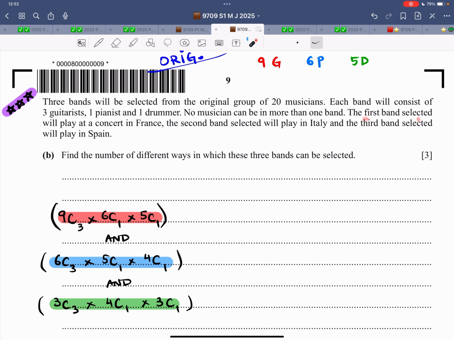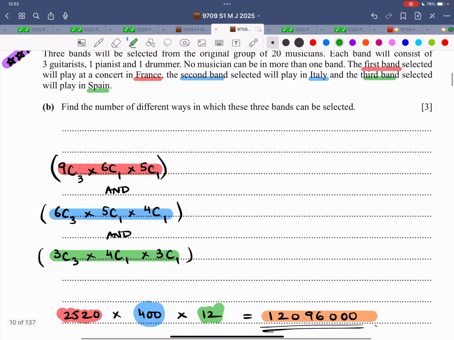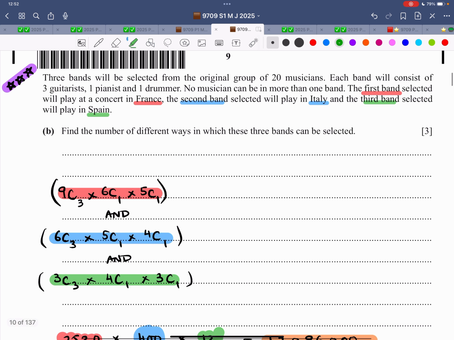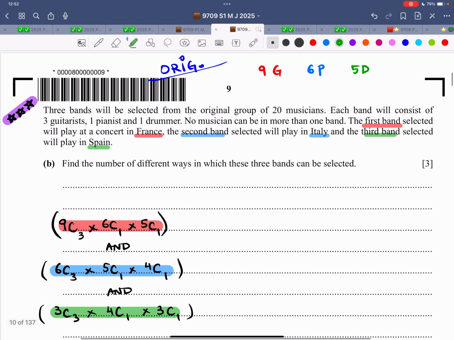The first band selected will play at a concert in France. The first band, that is in France. The second band, they will play in Italy. The third band, they will play in Spain. All good? Find the number of different ways in which the bands can be selected. So now look at the values. You want 3, 1, 1. So let me write over here, from the 9 guitarists, I need 3. From the 6 pianists, I need 3. From the 5 drummers, I need 1.